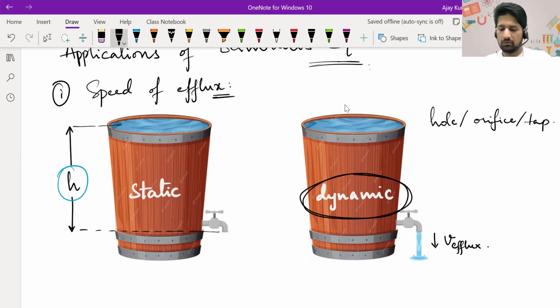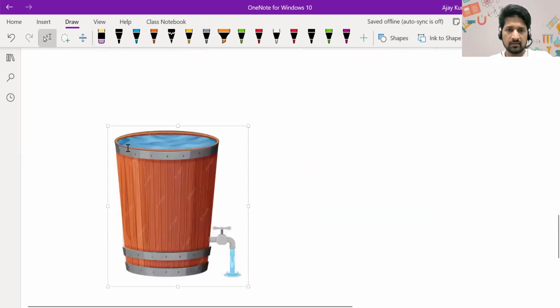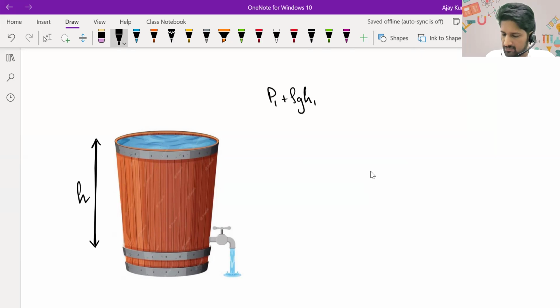What do we want to derive now? The speed of efflux. So the speed of fluid at one point is what we want. Does Bernoulli's equation include speed? Yes, it does. So we will consider this situation. The water level in the tank will keep changing. At a random instant, let that level be small h. What is Bernoulli's equation? P1, pressure at one point, plus rho g h1, height of that point from the reference level, plus half rho v1 square is equal to P2 plus rho g h2 plus half rho v2 square.